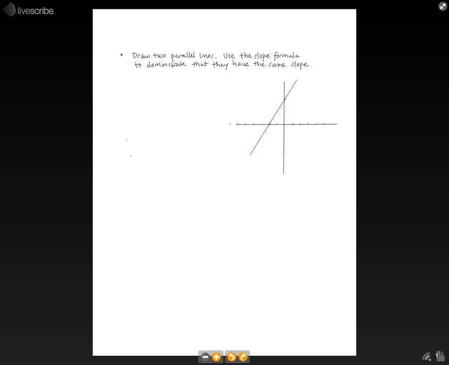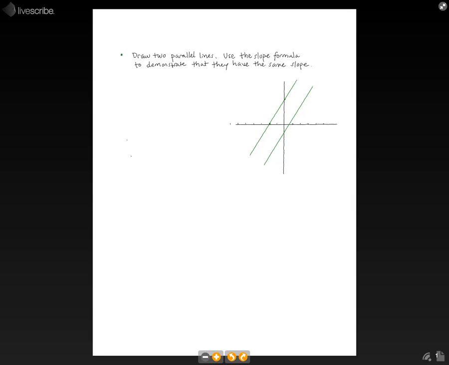And then parallel lines are lines that run beside each other and will never cross. So I'm going to use my ruler and draw a line that is parallel to the first one. They never get closer together or farther apart. Okay, now the next thing I'm going to do is label some points on each line, because we're going to need these to use the slope formula.